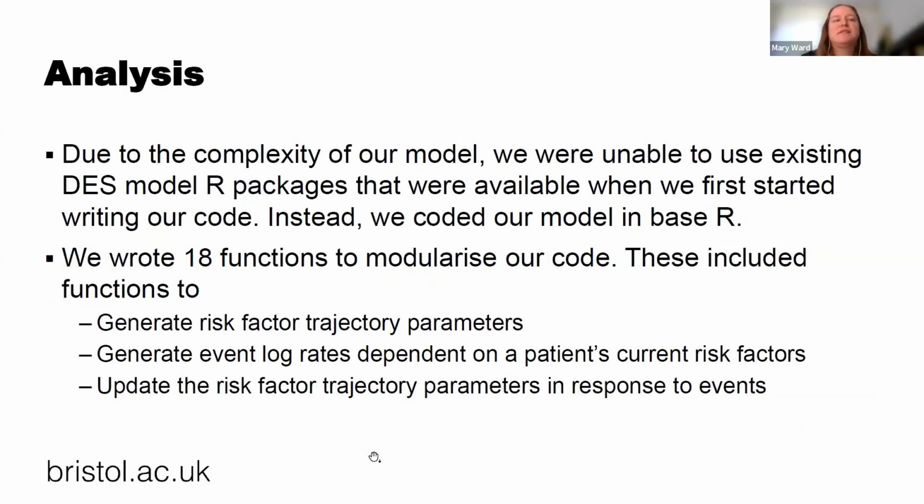So due to the complexity of our model, we were unable to use existing DES model R packages that were available when we first started writing our code. So instead, we took the approach to code our model in base R. We've written 18 functions to modularize our code, and these included functions to generate risk factor trajectory parameters, generate event log rates dependent on a patient's current risk factors, and update the risk factor trajectory parameters in response to events.